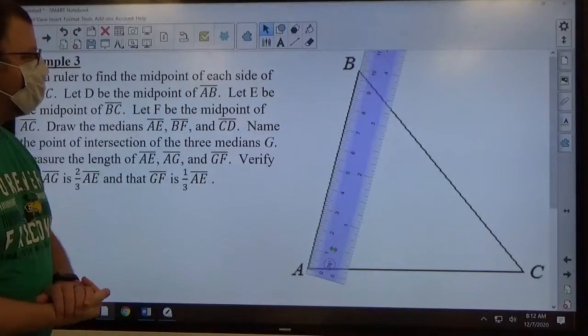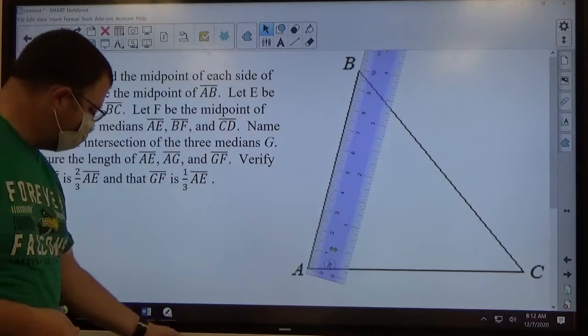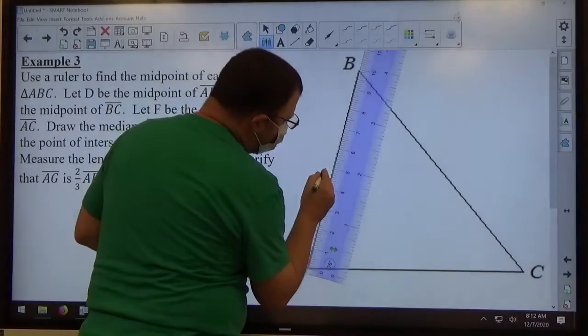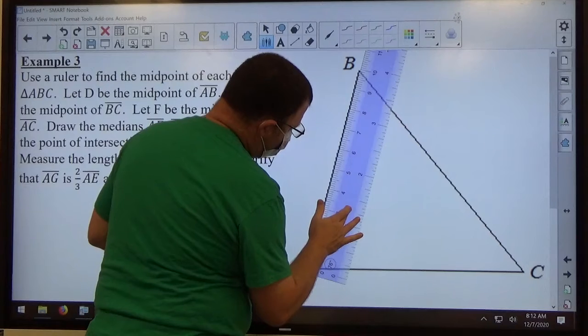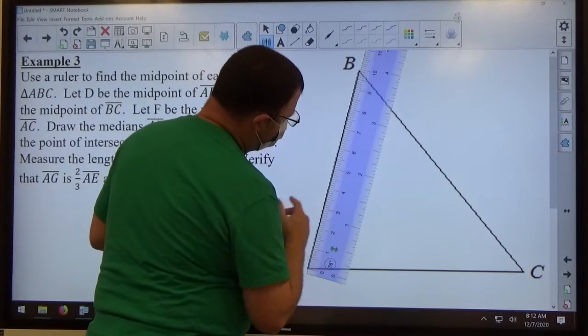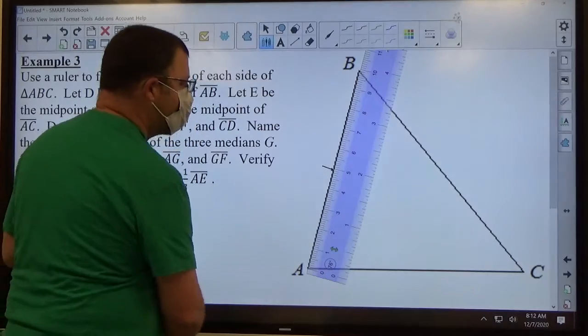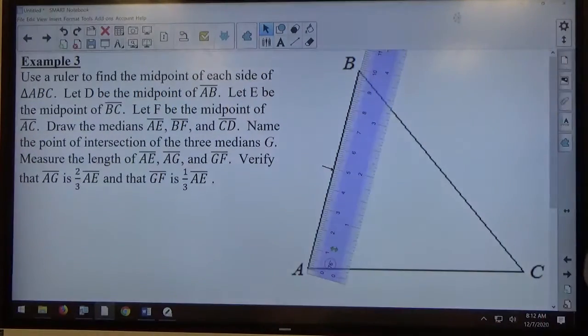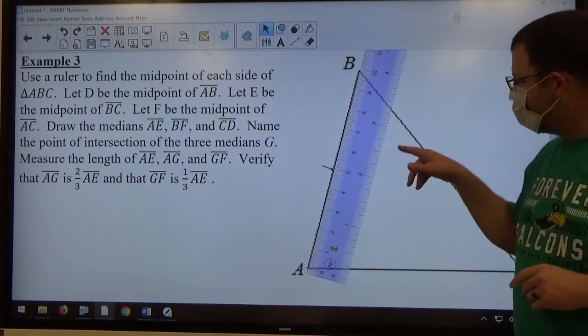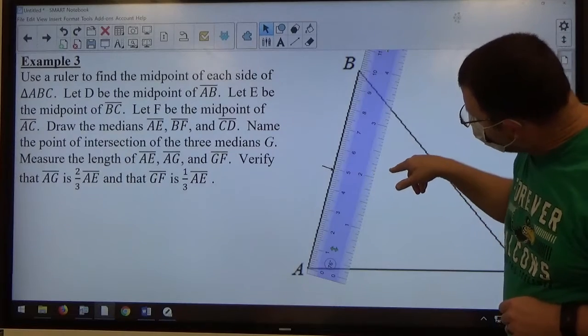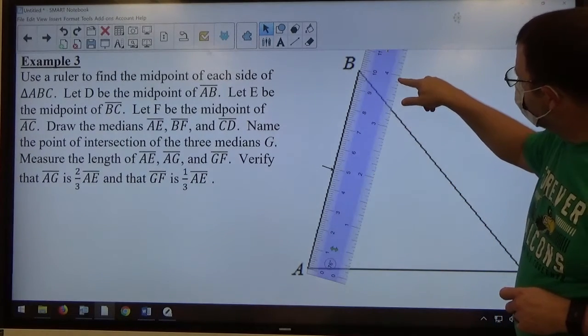So half of 9.95 would be right around 5, right? So I'm going to try and get right between 4.9 and 5. So right about there. Okay. So that right there would represent the midpoint of AB. Again, using measurement tools, we could obviously perform construction to find the bisector of AB. We could find the exact point, but just to save a little time today, we're going to use rulers to measure. So that's 4.95, about halfway between.